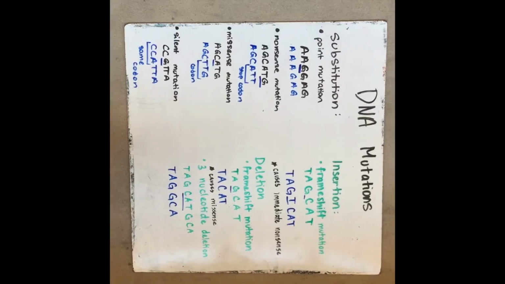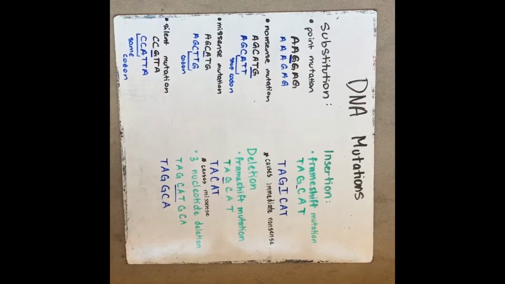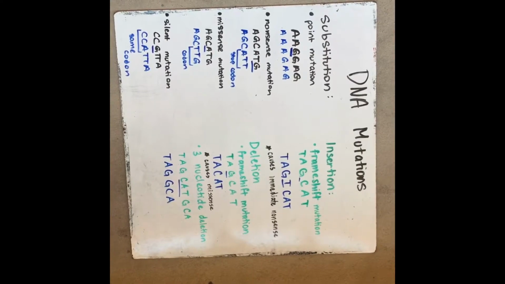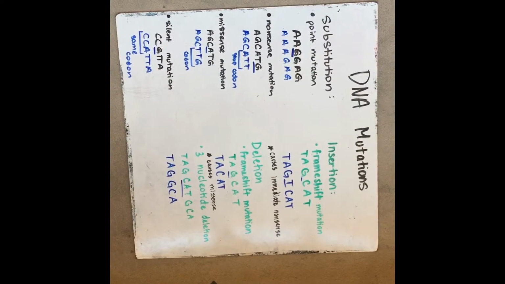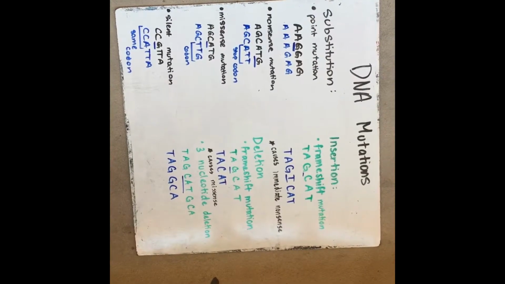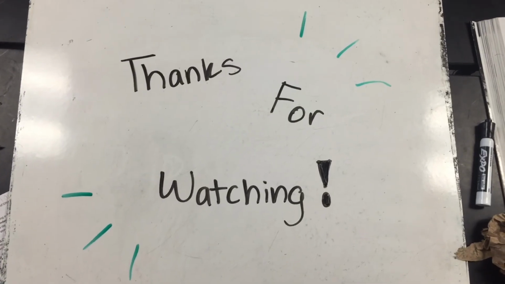And then insertion is a frameshift mutation which adds an amino acid, which can cause nonsense. Deletion will remove an amino acid, which can cause missense. And then there is a 3 nucleotide deletion, which can remove an entire codon.